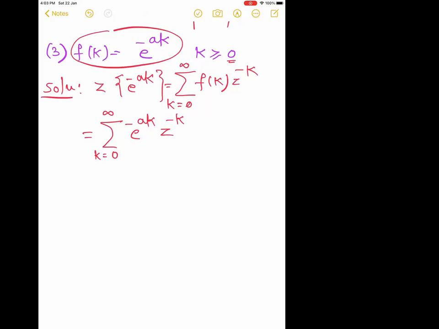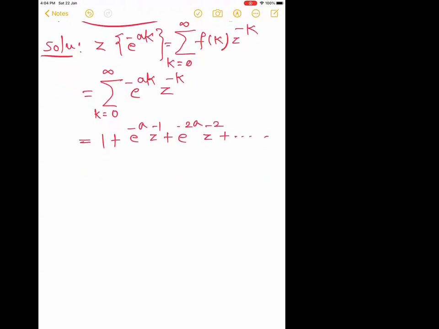So in this case also you can have the expression e raised to minus ak and z raised to minus k, and the range for k is 0 to infinity. So this also you can just put as a series. If you put k is equal to 0, your first term will be 1. If you put k is equal to 1, e raised to minus a, z raised to minus 1. If we put k is equal to 2, this is e raised to minus 2a into z raised to minus 2, and so on. Positive k values will give you this type of series.